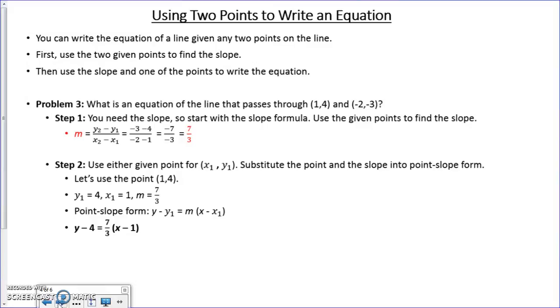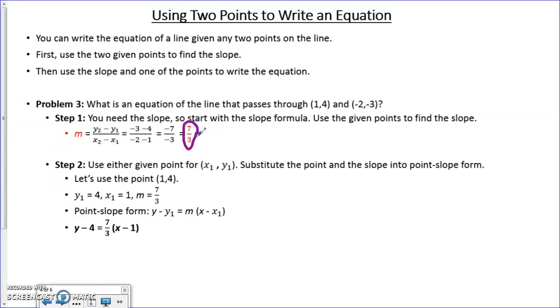What is an equation of the line that passes through 1, 4, and -2, -3? So again, step 1, we're going to need the slope. So start with the slope formula. Use the given points to find the slope. So from lesson 5.1, slope formula is y2 minus y1 over x2 minus x1. And when we substitute those values in from these 2 points, we get -3 minus 4 over -2 minus 1, which simplifies to -7 over -3, which simplifies to just +7/3.